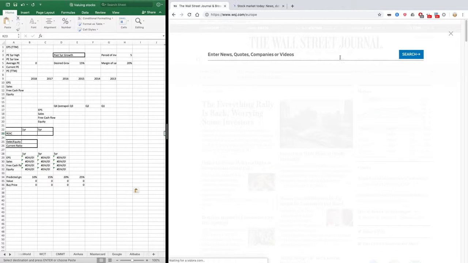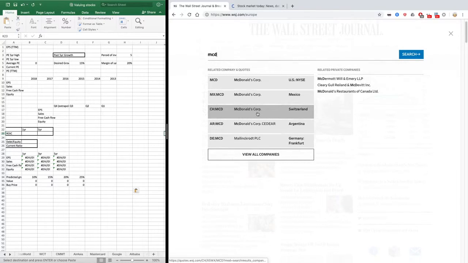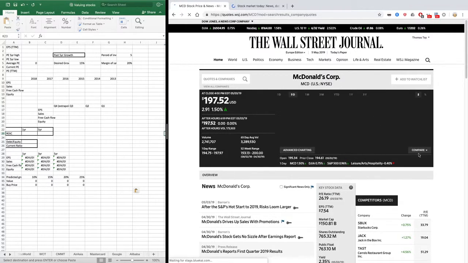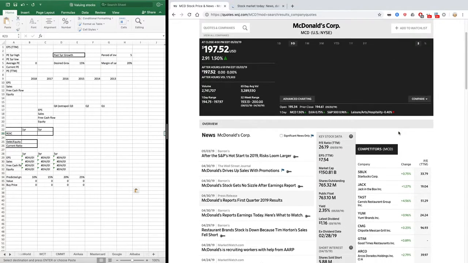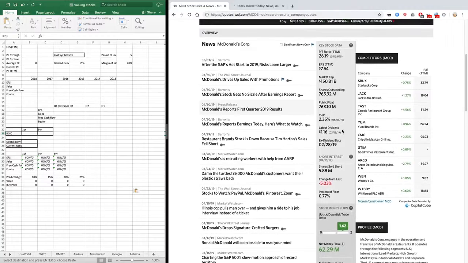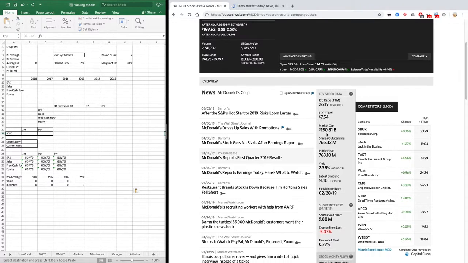Click the search here. Look for McDonald's. Why are there so many? Look at the US one. So over here you can see the P/E ratio, EPS, market cap, and a few other data. I'm going to draw some of the data first. First I'm going to take the trailing 12 months EPS.